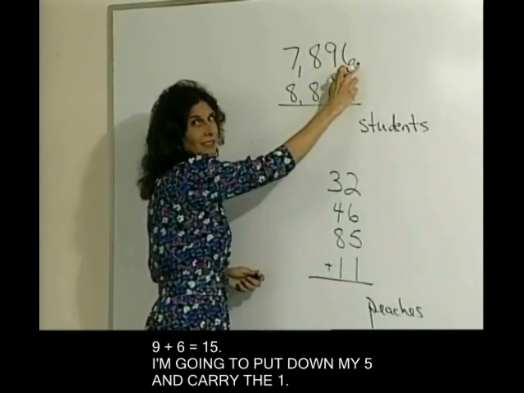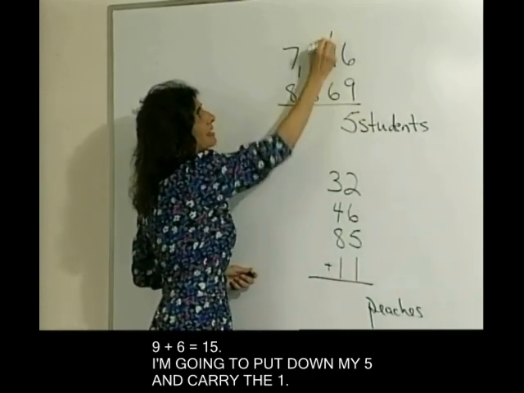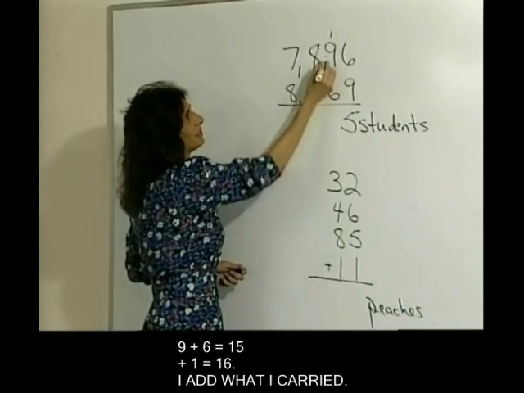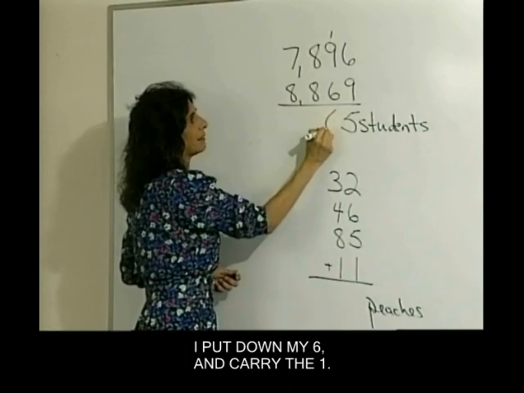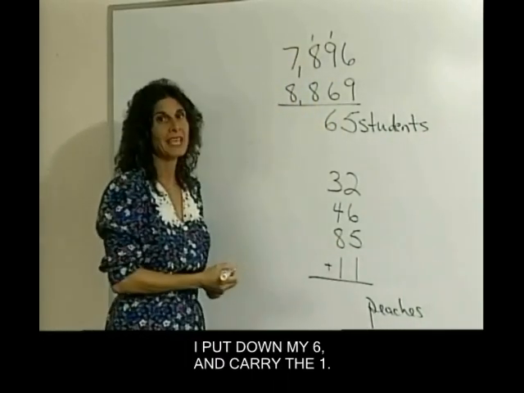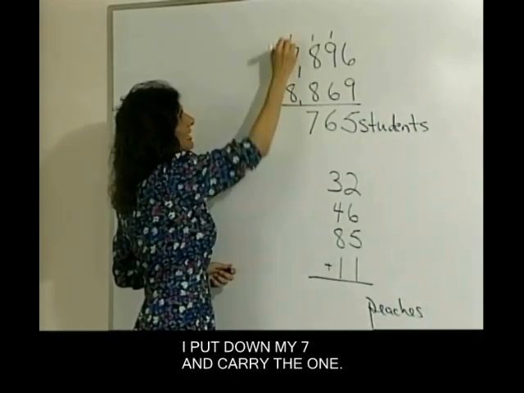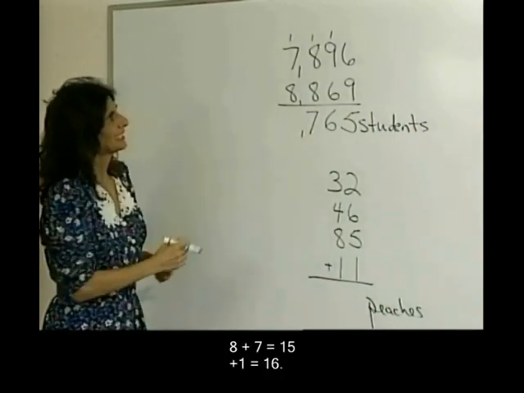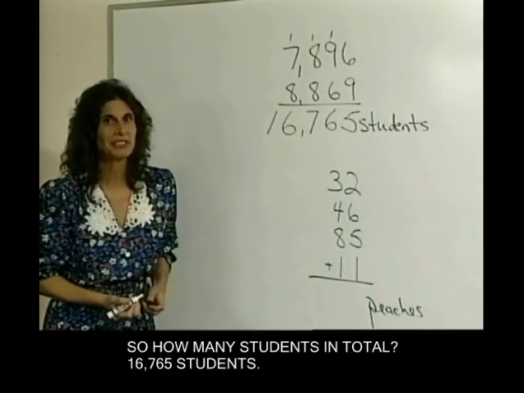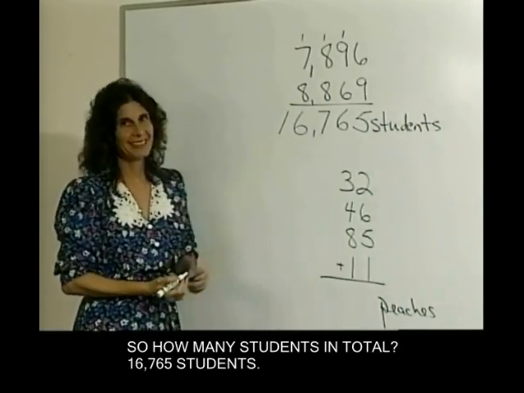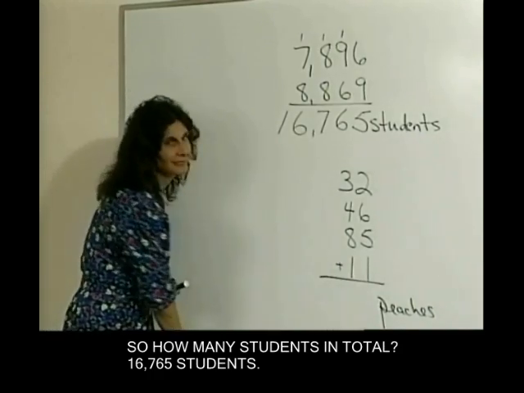9 plus 6 is 15. I'm going to put down my 5 and carry the 1. 9 plus 6 is 15, and 1 is 16. I add what I carried. I put down my 6 and carry the 1. 8 plus 8 is 16, and 1 is 17. I put down my 7 and carry the 1. 8 plus 7 is 15, and 1 is 16. So how many students in total? 16,765 students.